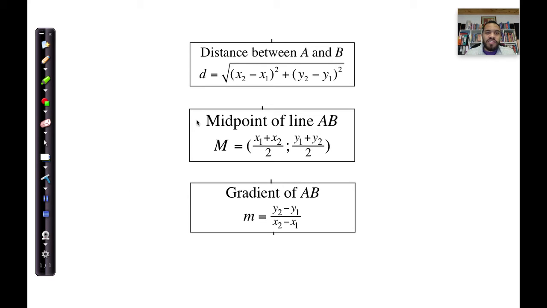Okay, so what I'm going to try and do in this video is go through the questions and then tackle the formulae and explanations of the formulae when the distance or midpoint or gradient arises.